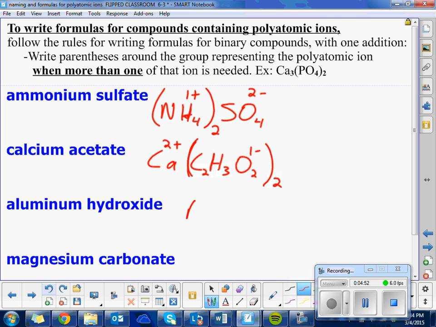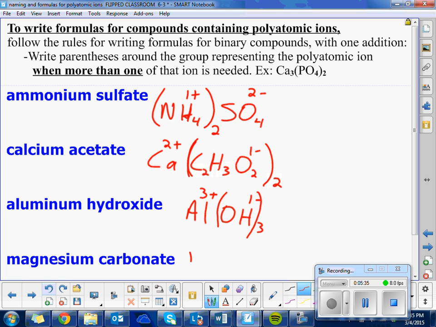Aluminum hydroxide. Okay, aluminum is a 3+. Hydroxide is OH. It's a 1-. This is a tricky one, because a lot of people forget to put parentheses around the polyatomic ion here, because I could put the 3 here and it doesn't look like I have 23 or 33 or 43 or anything like that. But the reason why I can't do that is because this shows that I only have 3 hydrogen but only 1 oxygen. And really what I have is 3 of the OHs. So I do need parentheses around that. And that's one of the more common mistakes that you're going to find made.